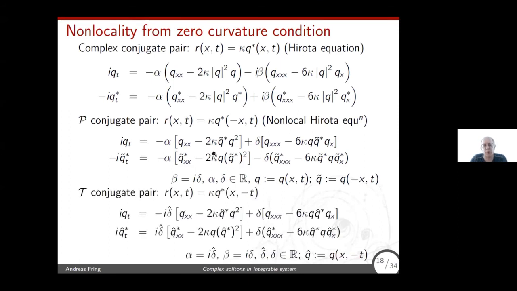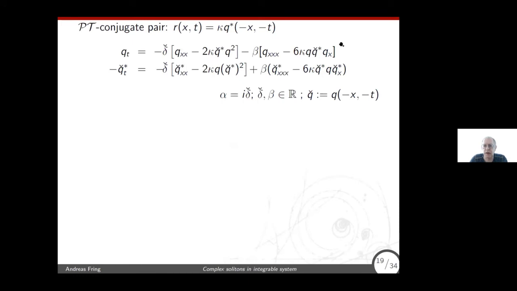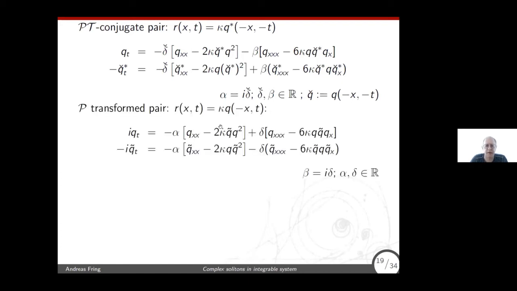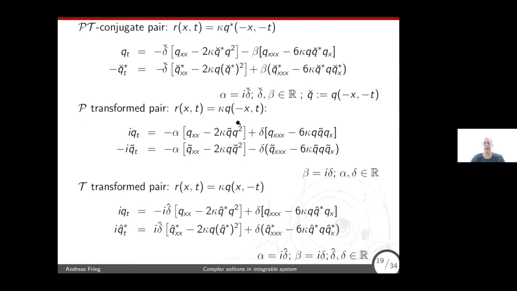And of course, there are more possibilities. I can take the T to be minus. I can also mix this up and take X and T to be minus. That's really the PT conjugate pair. I could keep one of them real. I don't have to conjugate them, and I can either change X to minus or T to minus.